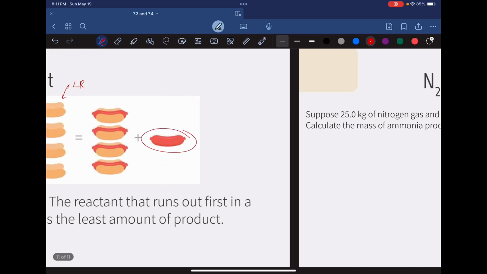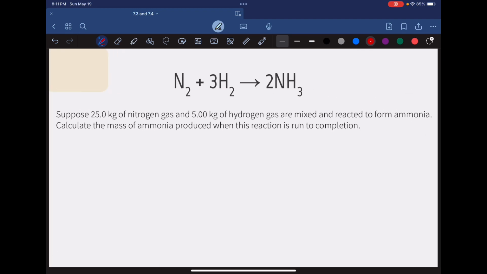Now, how do we throw this all together for chemistry? Looking at this problem up here, the chemical equation says nitrogen combines with hydrogen and produces ammonia. Suppose you have 25 kilograms of nitrogen gas and 5 kilograms of hydrogen gas are mixed together and they're reacted to form ammonia. Calculate the mass of ammonia produced when this reaction is run to completion. Most of you will end up writing 1 stoichiometric equation, but you actually have to do 2 because you have to compare how much ammonia is being produced since we have both of our reactants.